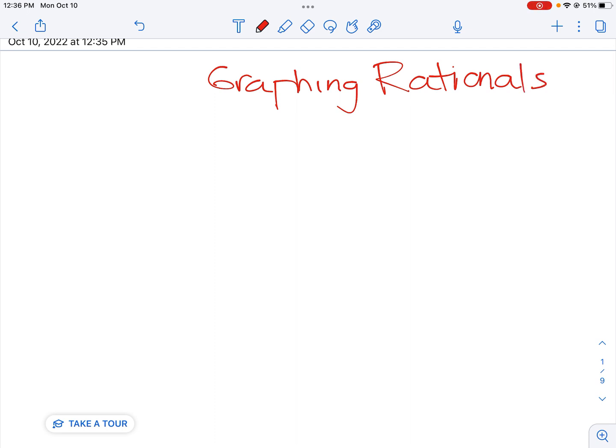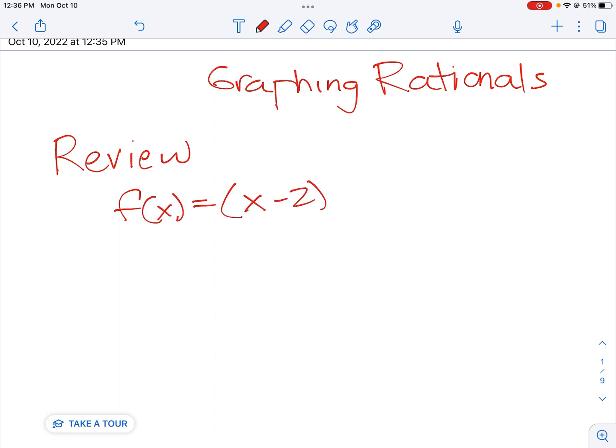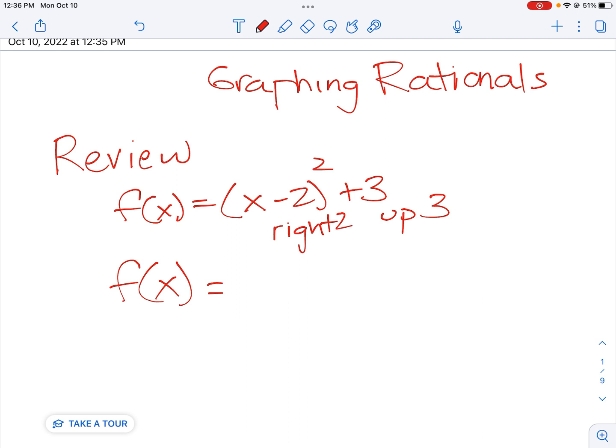All right, so the first thing, let's do a little review. If I had the equation f of x equals (x minus 2) squared plus 3, what would you say this was? You would say this is a parabola that moved to the right 2 and up 3. What about if I had one that said the negative absolute value of x? You would say that this one is a reflection, and it's a reflection over the x-axis because it's the opposite y value. Here, let me flip it down.